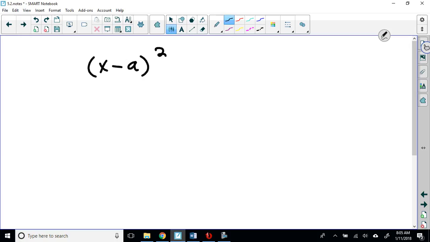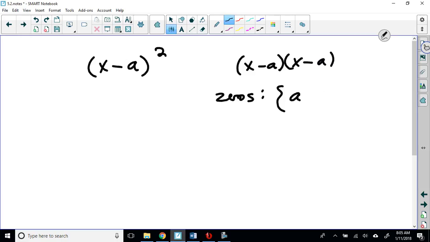When we square that, it's kind of weird. We know that we have x minus a times x minus a, so the zeros would be a and a. Isn't that kind of redundant to say? Isn't that like saying the same thing over and over again? Isn't that like repeating yourself?